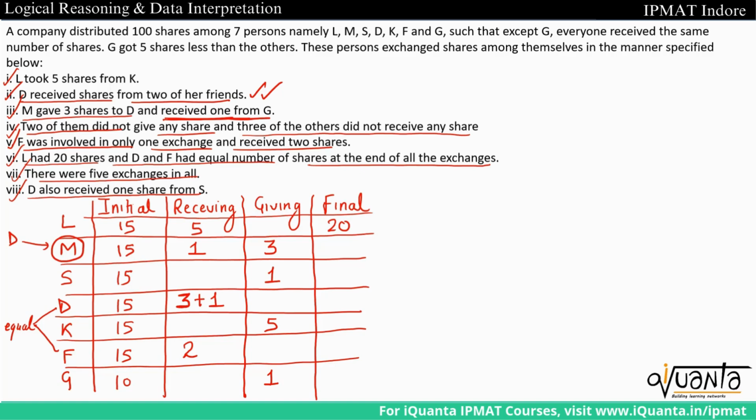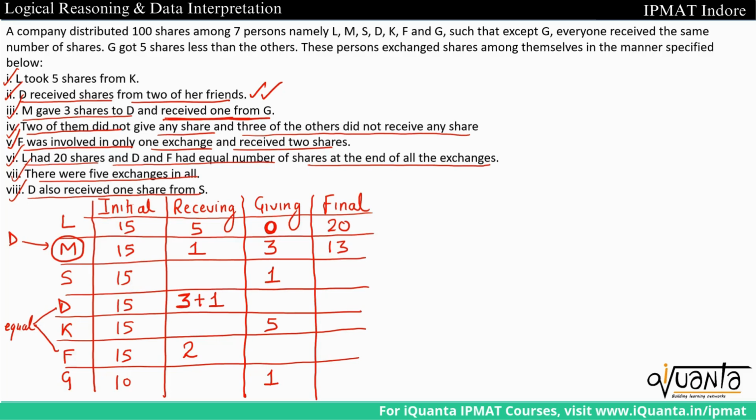See, for L we have final 20 shares. Initially he was having 15, he received 5, so now he has 20. So how many should he give so that he has finally 20 shares? He must give 0 shares. Similarly for M, initially M was having 15, he received 1, gave 3, so he'll be having 13 shares finally. For S we do not know the received number of shares. For D also we do not know. For K also, for F also, and for G also.